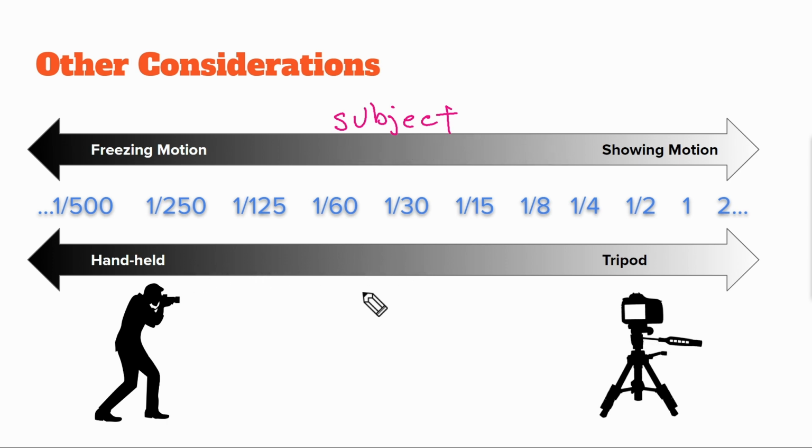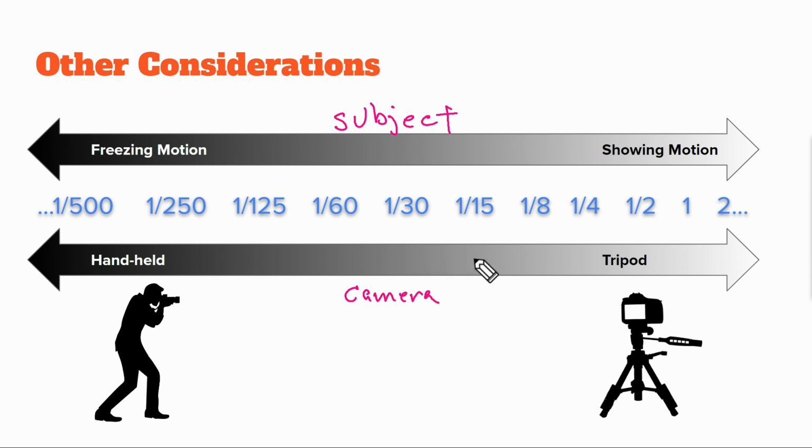Now, the second scale here is referring to the camera's motion or camera shake. And the faster the shutter speed that you use, the more likely you'll be able to handhold the camera without getting any camera shake or motion, so you can help get sharper images.